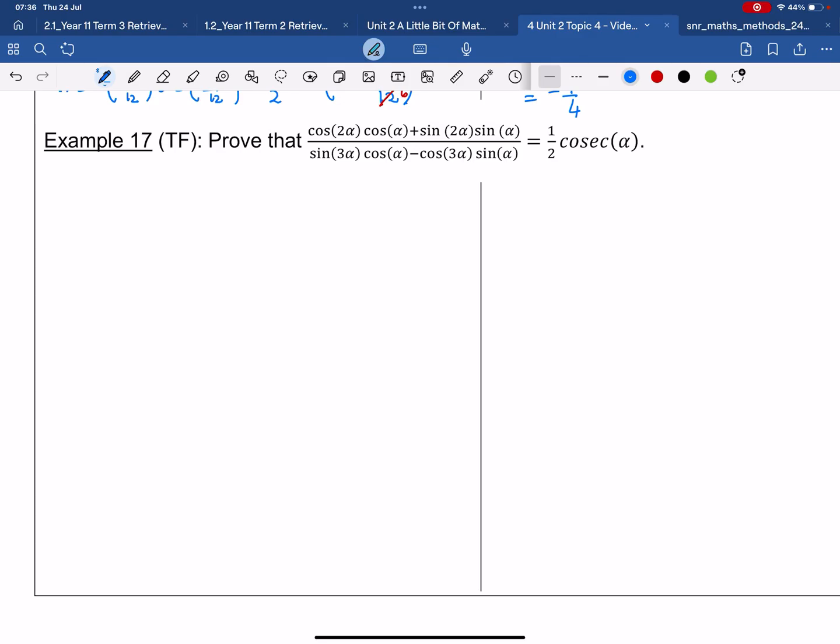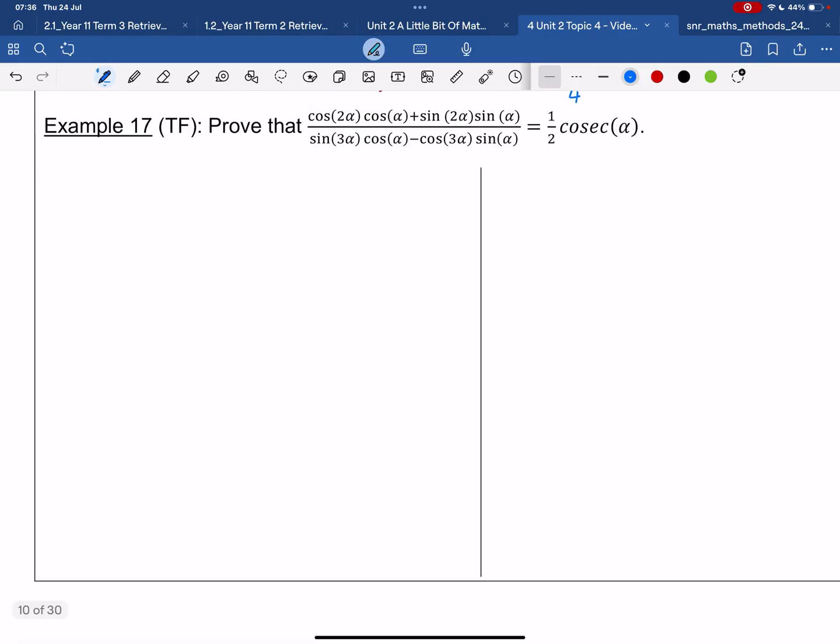All right, the next one is a proof. We need to prove that cos of 2 alpha cos of alpha plus sine of 2 alpha sine of alpha over sine of 3 alpha cos of alpha minus cos of 3 alpha sine of alpha is equal to half cosec of alpha. Now, this looks awful. However, we can simplify that down quite nicely and quite easily. Let's see how we do that.